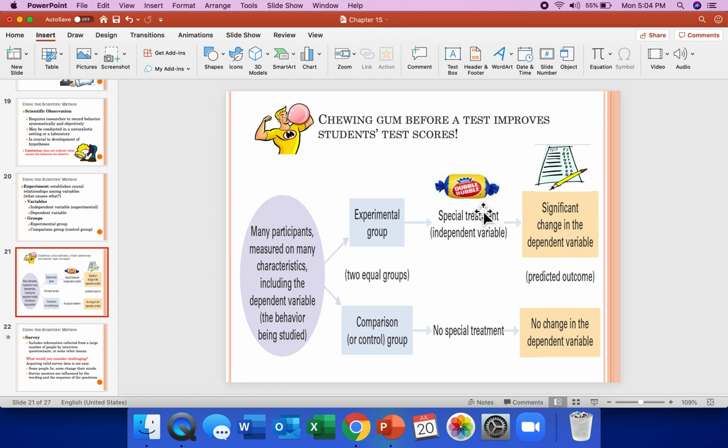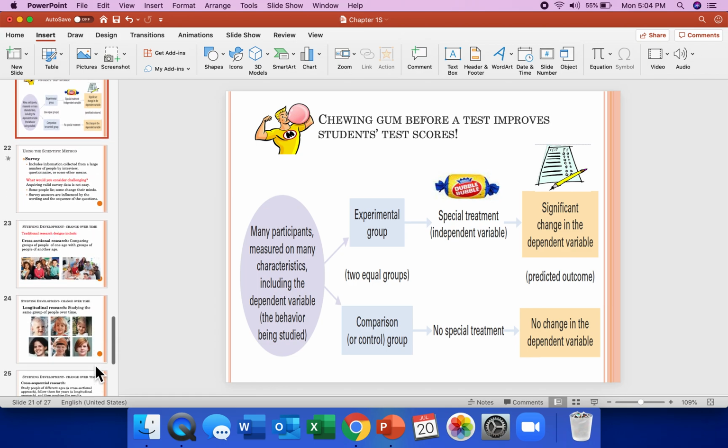So if they ate the gum, did they perform better? And if they did not eat the gum, did the scores change? So you compare the two, and in this particular experiment, the results showed that chewing gum immediately before the test did actually improve their ability to retain the information and score better.